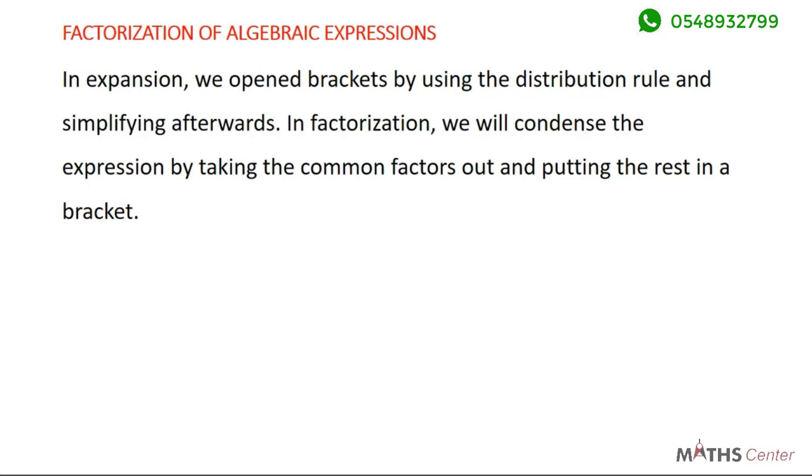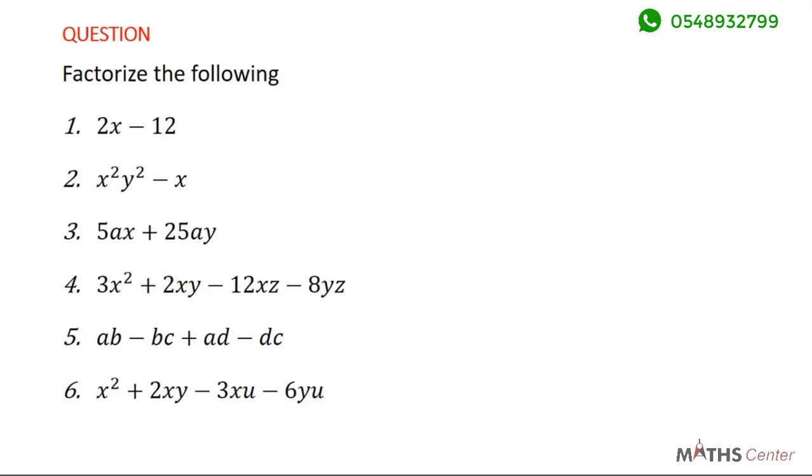In factorization, we are going to do the exact opposite of that. We are now going to put the expressions given to us in brackets so that we can make them smaller. And the way we are going to do that is by taking the common factors out, then we put what is left in the brackets. Let's take some examples and see what we are talking about.